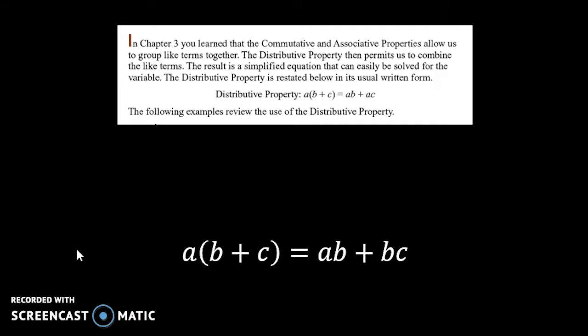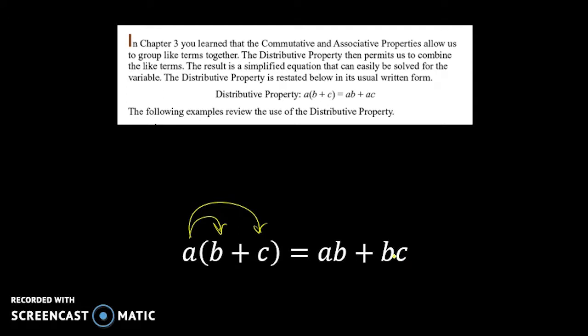Then we've also used the distributive property, and it says the distributive property permits us to combine like terms. The result is a simplified equation that can easily be solved for the variable. So we've been using the distributive property, you may not even realize every time we use it. But just to review, the distributive property tells us if we take a times b and a times c, we just keep that plus sign and we get ab plus ac.